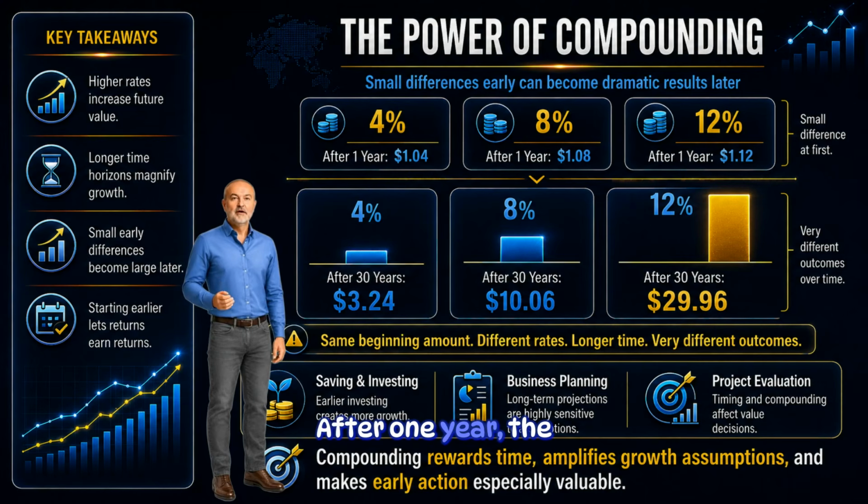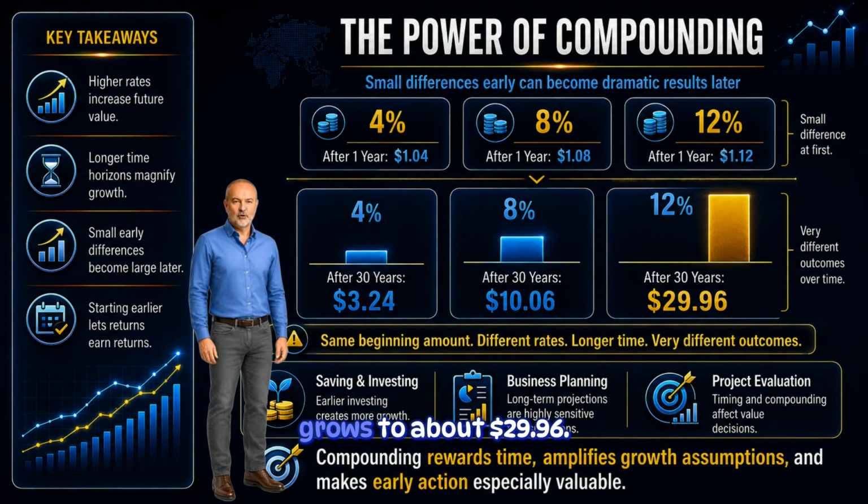After 1 year, the difference looks modest. But over longer horizons, the difference becomes much larger. After 30 years, $1 at 4% grows to about $3.24. At 8%, it grows to about $10.06. At 12%, it grows to about $29.96. Same beginning amount, different rates, longer time, very different outcomes.